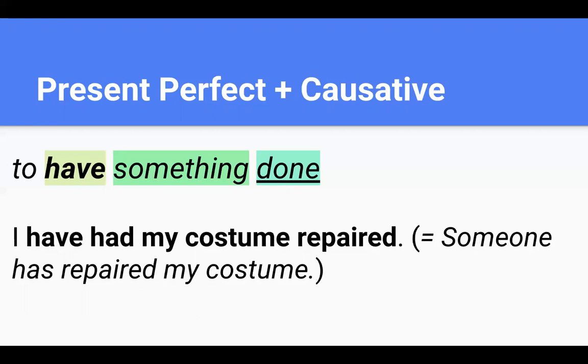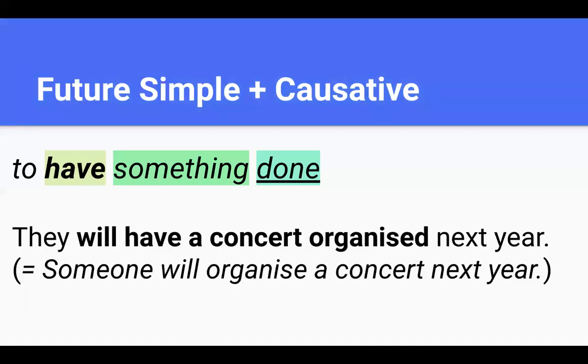We can also use that in the future tenses. For example, future simple. It means that you will put the verb to have in the future simple tense. They will have a concert organized next year. It is the same as when you say someone will organize a concert next year.